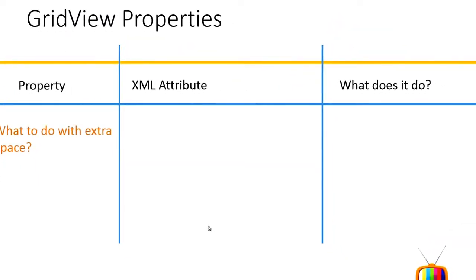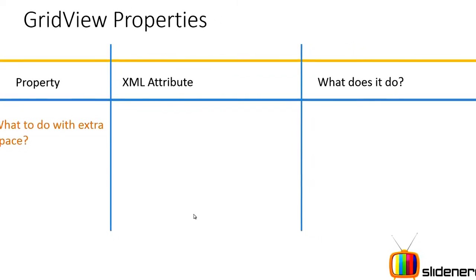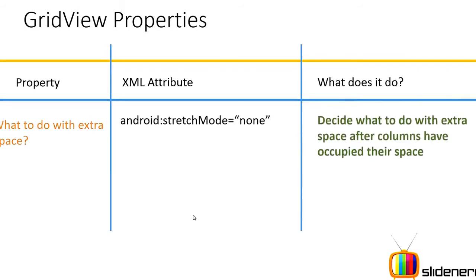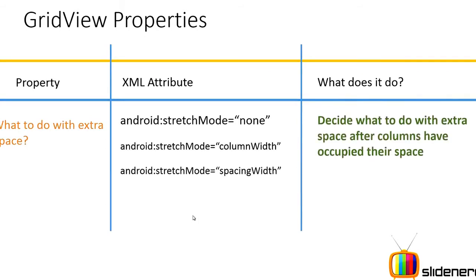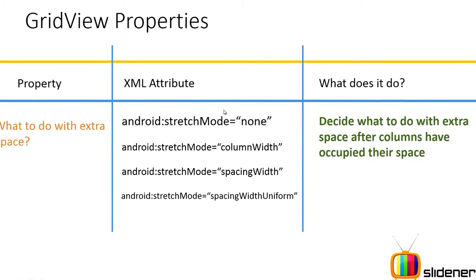This last case is pretty tricky. In most cases, after you finish adding the columns, you're always going to end up with some extra space on the screen. So this attribute enables you to control what to do with that extra space. There are 4 modes. Android stretch mode is none, Android stretch mode is column width, spacing width, and spacing width uniform. Now let me actually show you what each of these modes does in the next slide.